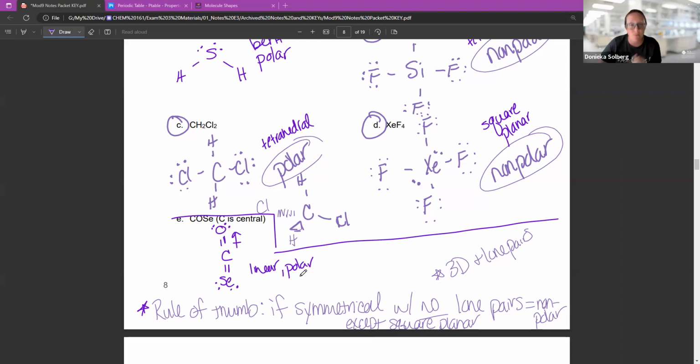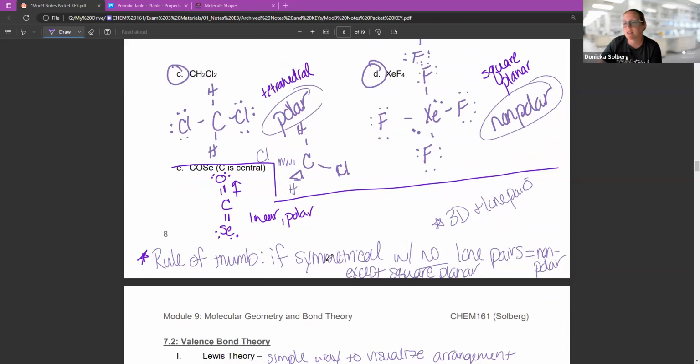So you have to look at the symmetry and if there are dots on the middle. Okay, so the 3D shape and the lone pairs. Rule of thumb is if it's symmetrical with no lone pairs, then it's going to be non-polar, except for square planar.